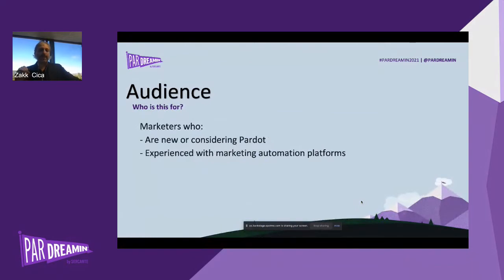This presentation is designed for marketers who are new or considering Pardot. In addition, marketers who are experienced with marketing automation platforms, or I'll be calling them MAPs as we move forward.